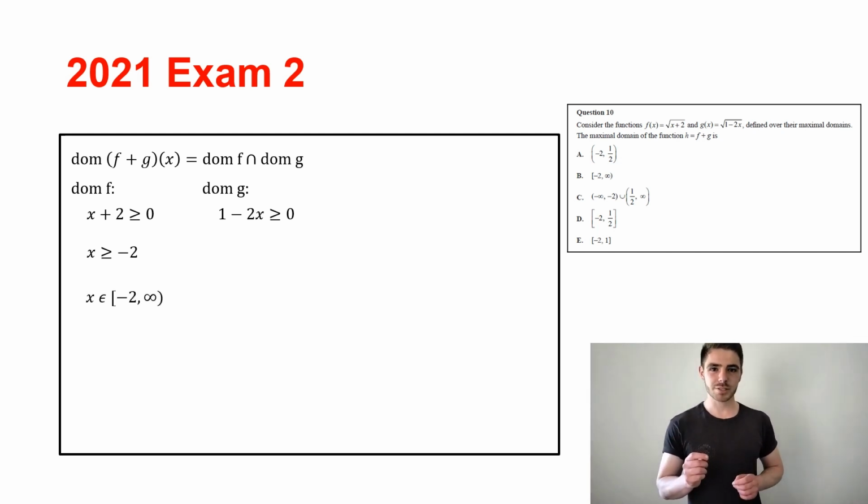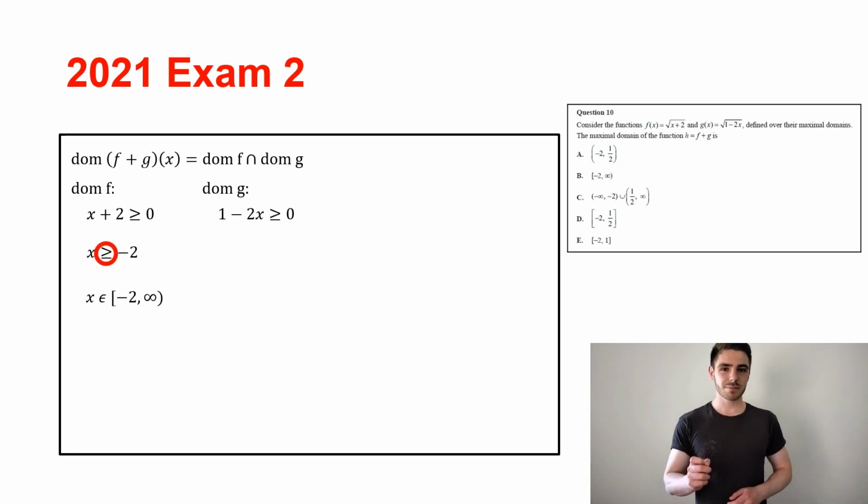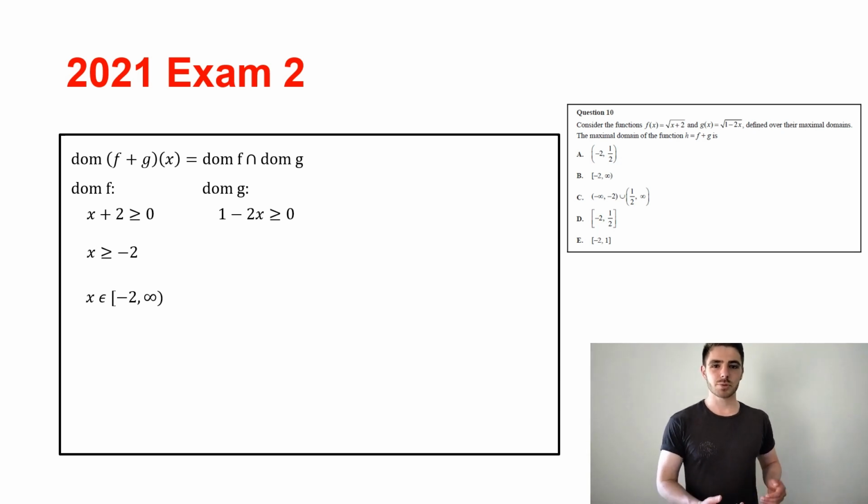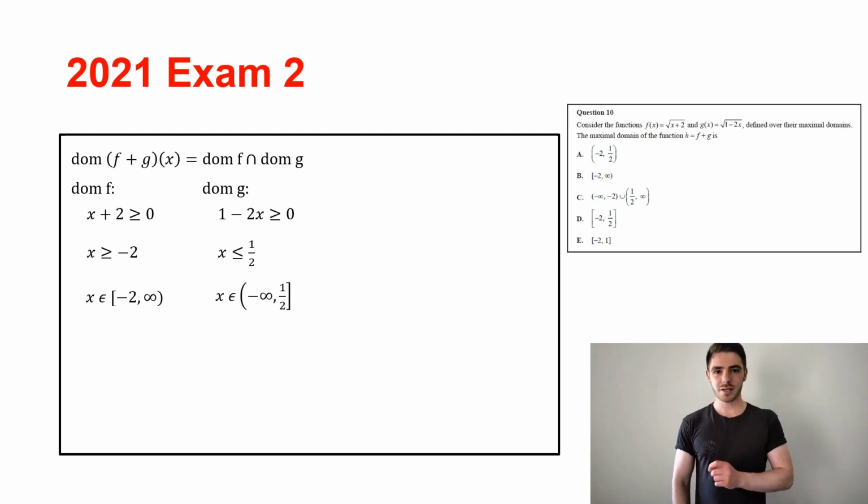Make sure you get the brackets right here. Since we're including negative 2, the bracket must be a square bracket. But in the case of infinity, it's a bit of a special case. Infinity isn't really a number, and you can't exactly include it in the interval. So it always has a rounded bracket instead of a square bracket. We can do the exact same thing for root 1 minus 2x. And when we do, we find that the resulting domain is from negative infinity up to a half. Again, be mindful of the brackets.